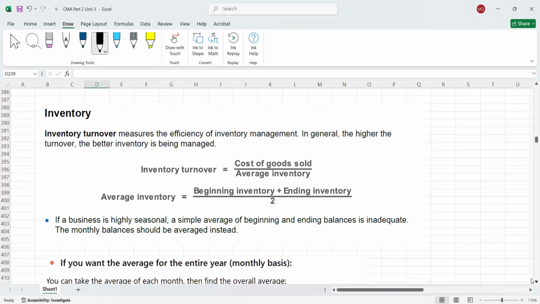Relevant to the inventory, again, for inventory, we got two things. Regarding inventory, we got two things. So what we got? One, we got the inventory turnover ratio.